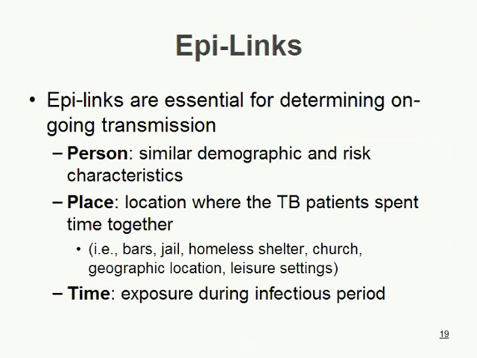So epilinks are essential for determining ongoing transmission, and to get at them, we want to know personal characteristics such as demographics and risks, homelessness or substance abuse. We want to know the place where the people were. Were they located at a place where they spent time together? These could be bars, jails, homeless shelters, churches. They could be in the same apartment building, or they could maybe play cards together or hang out together, or they could be, of course, in a household, work, or school.